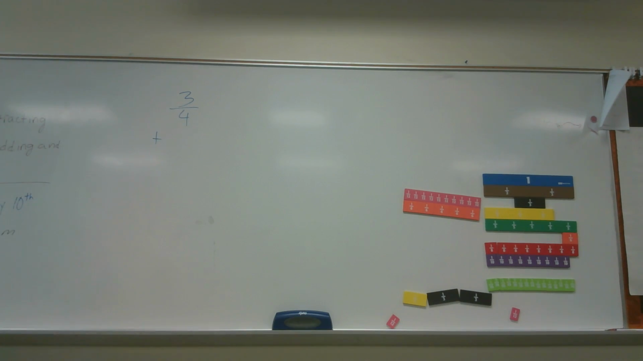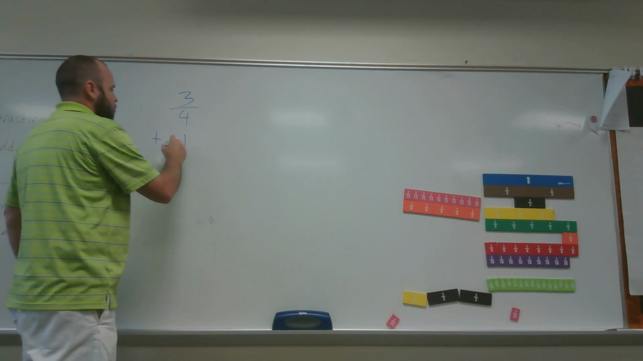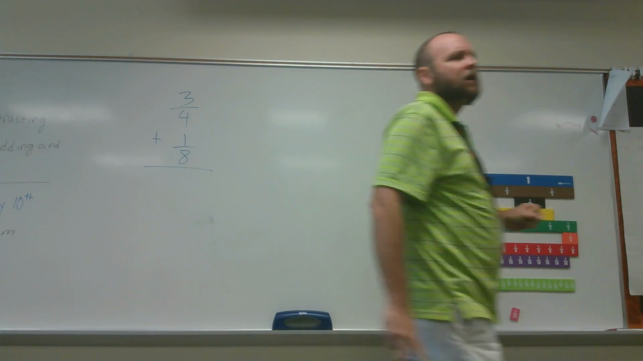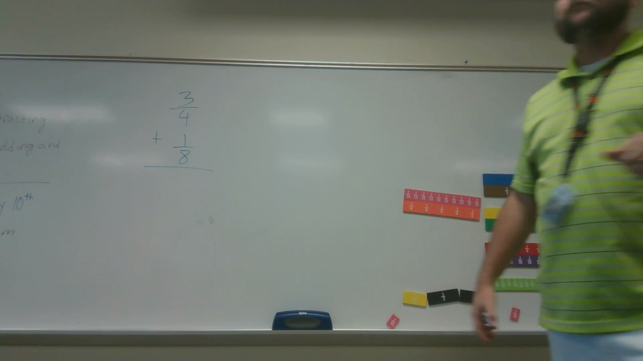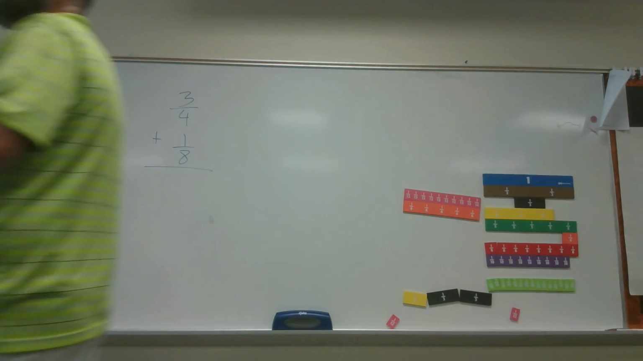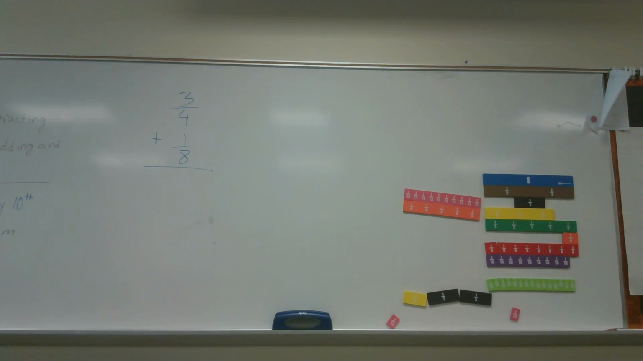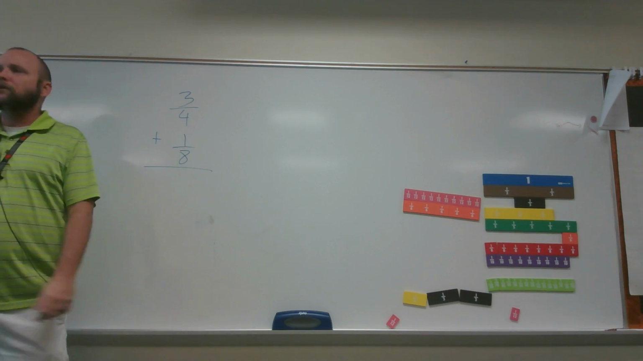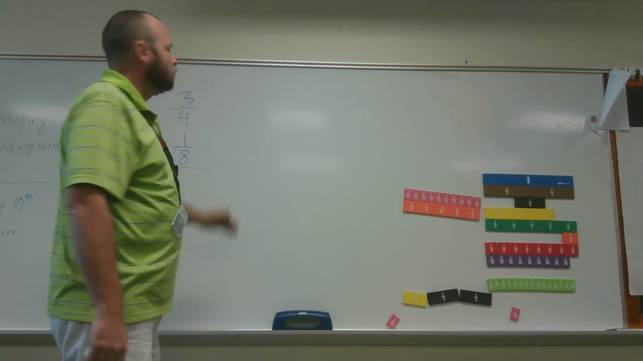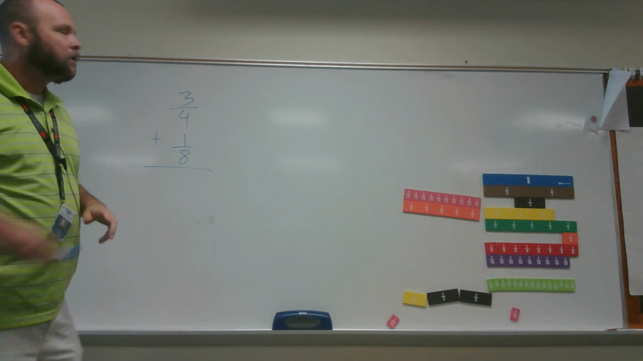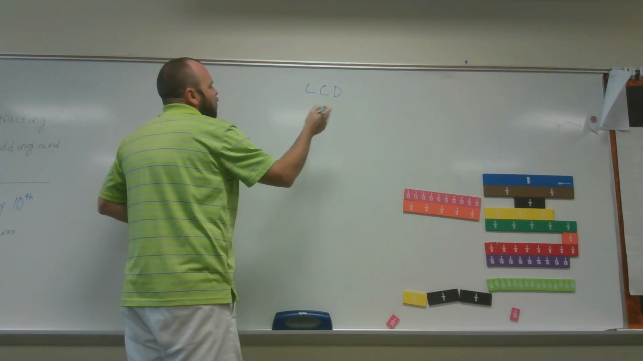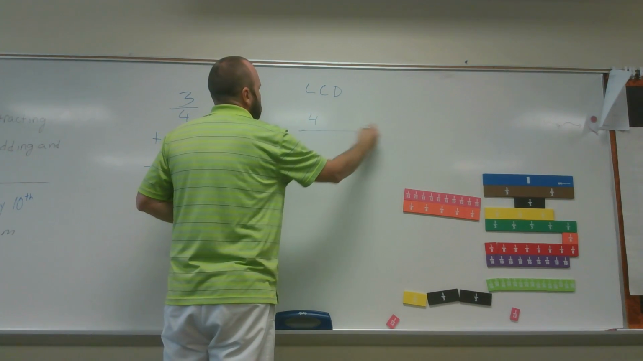Let's take 3/4 plus 1/8. Evan, can I have these fractions like they're currently written? No. Why not? Because they don't have like denominators. You have to have like denominators in order to add and subtract fractions. These, however, do not. So we're going to find our least common denominator. And our denominators are 4 and 8.